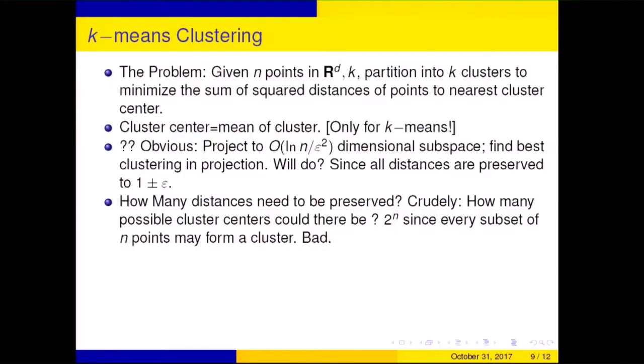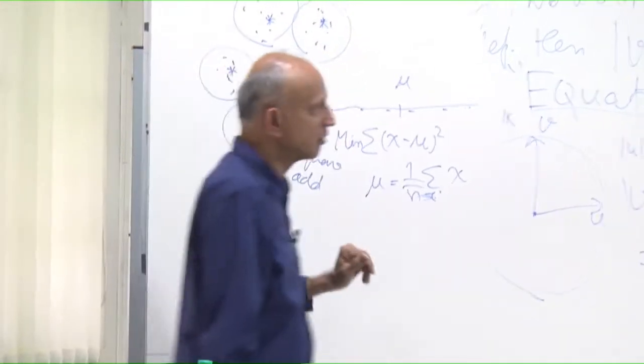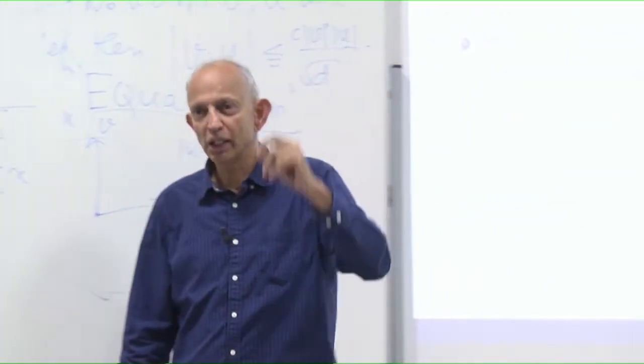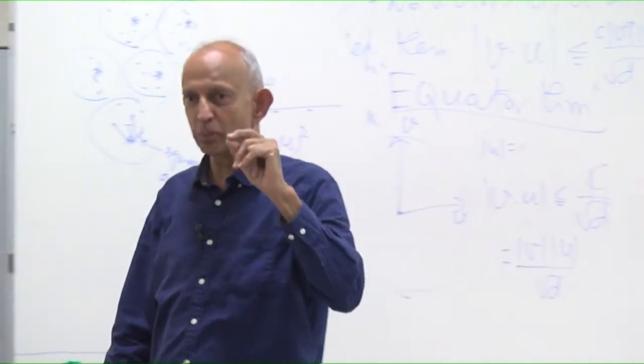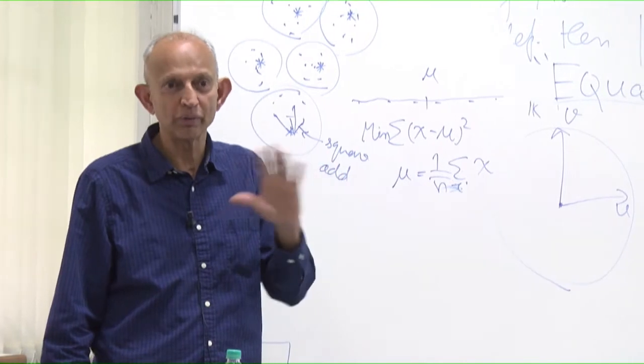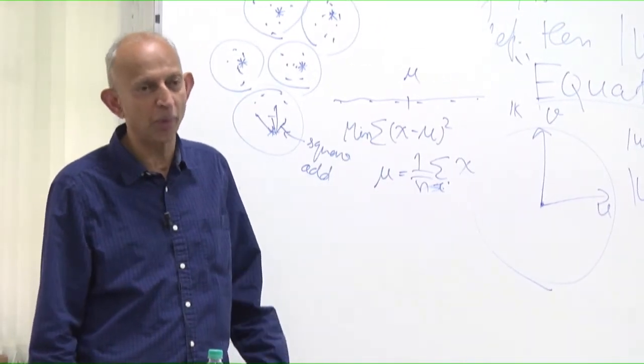So how many distances need to be preserved? This is the important thing. For theorem 2, we only had n squared distances to be preserved. Crudely, how many possible cluster centers could there be? Well, every subset could be a potential cluster. And there are 2 to the n subsets. Each of them gives you a point which is a mean, and each such point is a possible cluster center, right? Cannot rule it out. We cannot rule out which clusters will be formed.